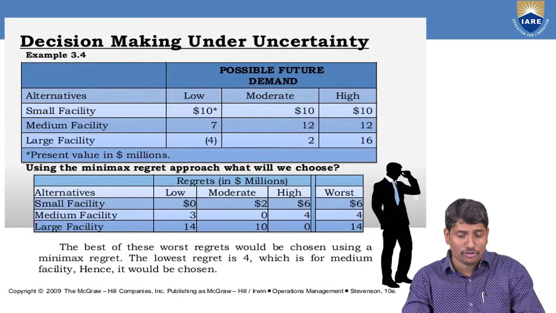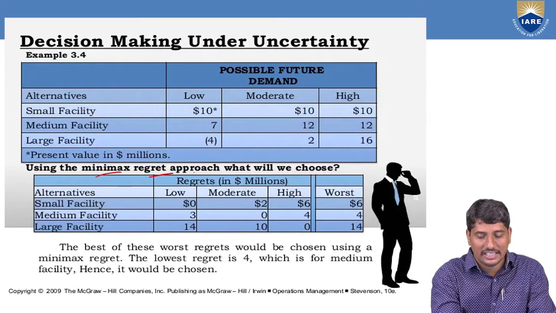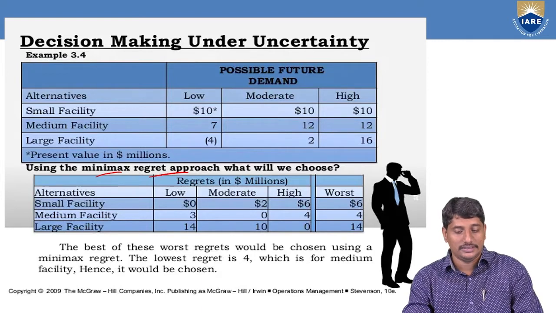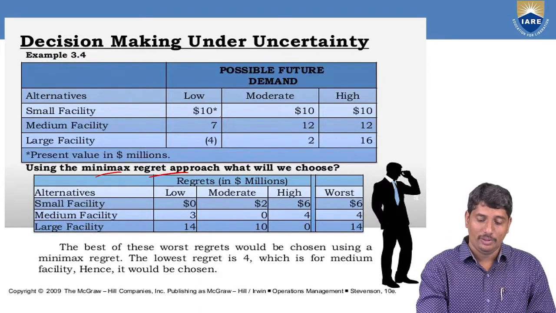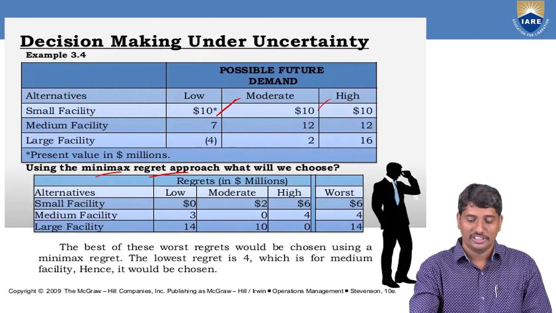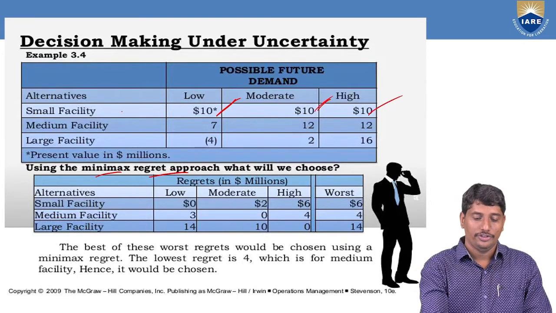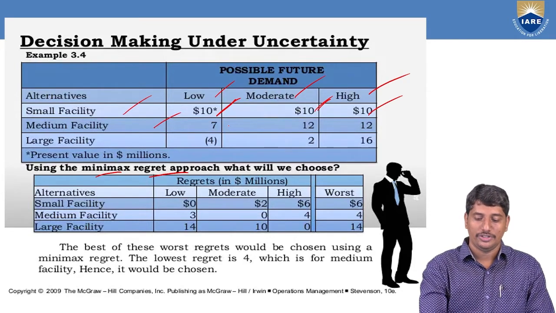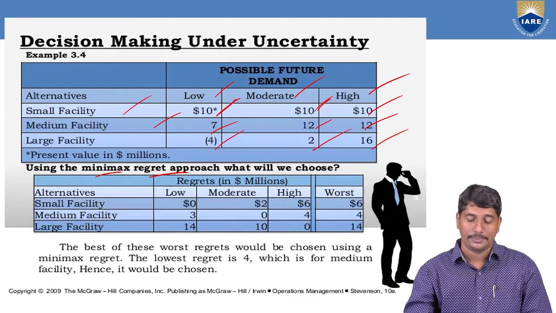And the fourth and last criterion of making a choice or decision under uncertainty is Minimax Regret. It is also wise and more mathematical. Let us discuss this. As we know, there will be $10 of profit with the small machine, irrespective of low, moderate or high demand. Similarly, medium machine 7, 12, 12. Large machine -4, 2, 16.